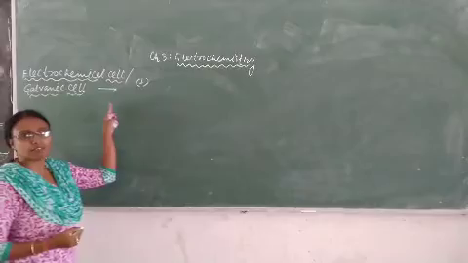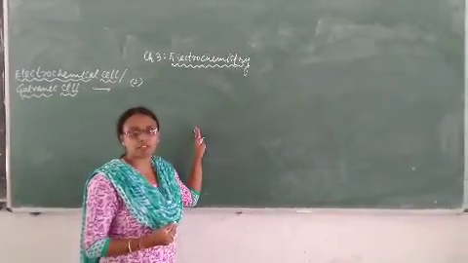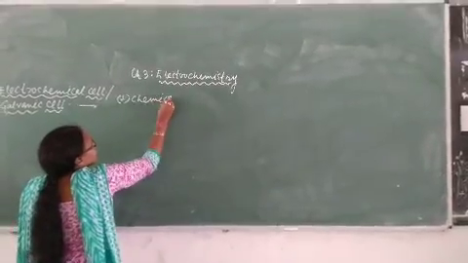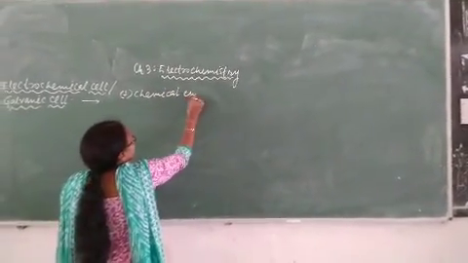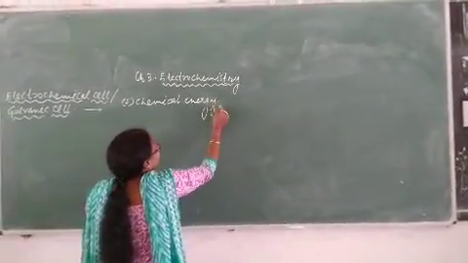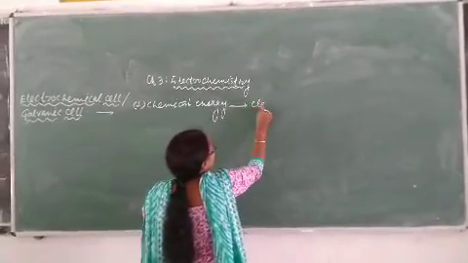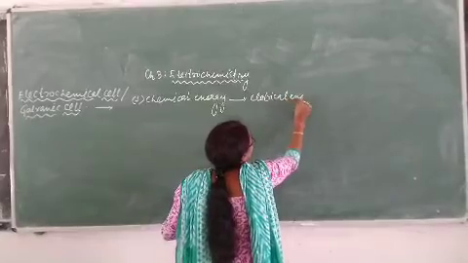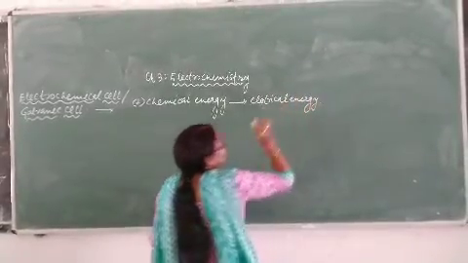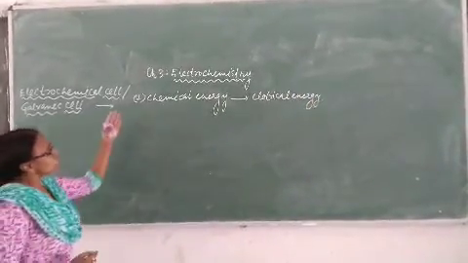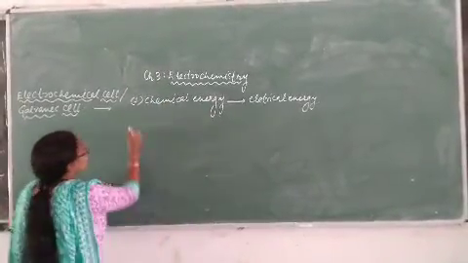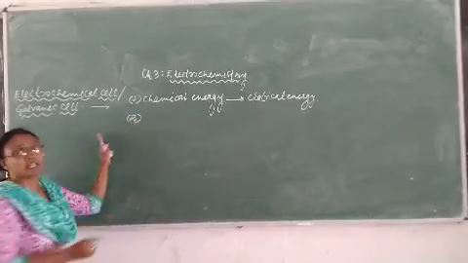Electrical cell or the galvanic cell is the cell which converts what? That is chemical energy into electrical energy. Now see, this chemical energy is produced from where? This chemical energy is produced from the spontaneous redox reaction.